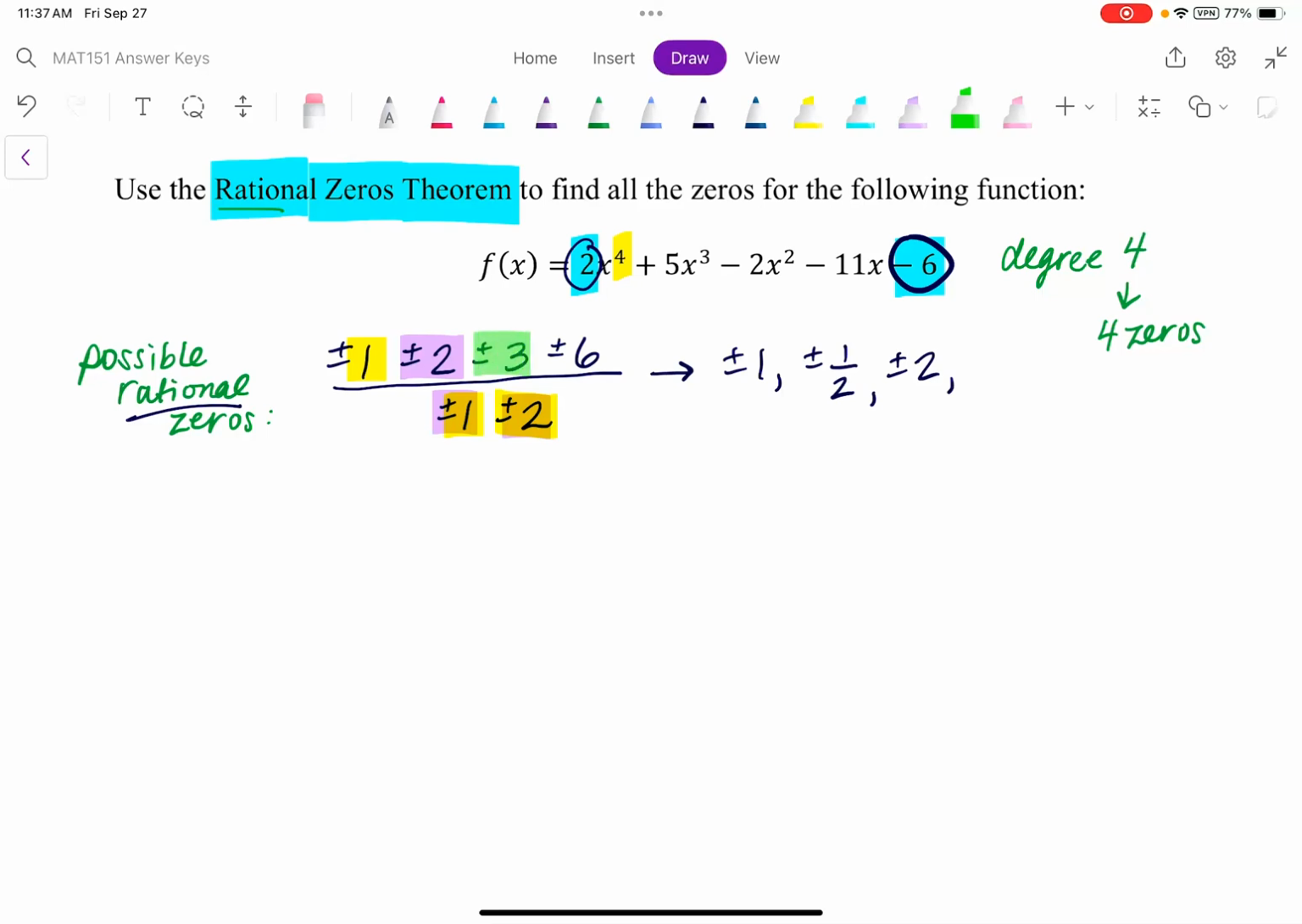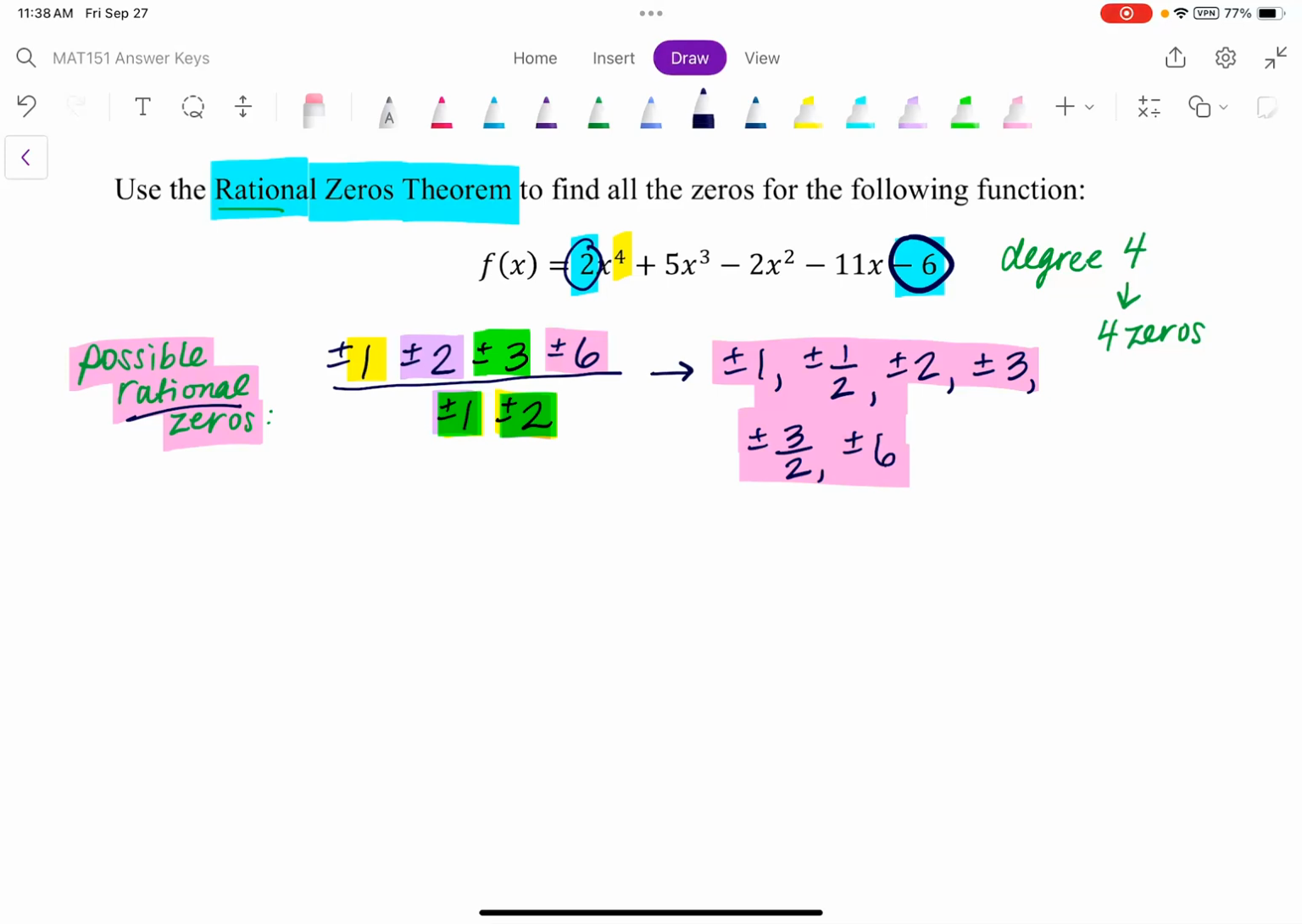And then we move on to 3. 3 divided by 1 is going to be 3. So plus or minus 3. And then 3 divided by 2, that gives us some additional fractions, plus or minus 3/2. And then finally 6. 6 divided by 1 is just 6. And then 6 divided by 2 is 3, but we already have 3 listed. So when you're asked to find the possible rational zeros, this would be our list of possible rational zeros. So if there is a rational zero, it will be in this list.